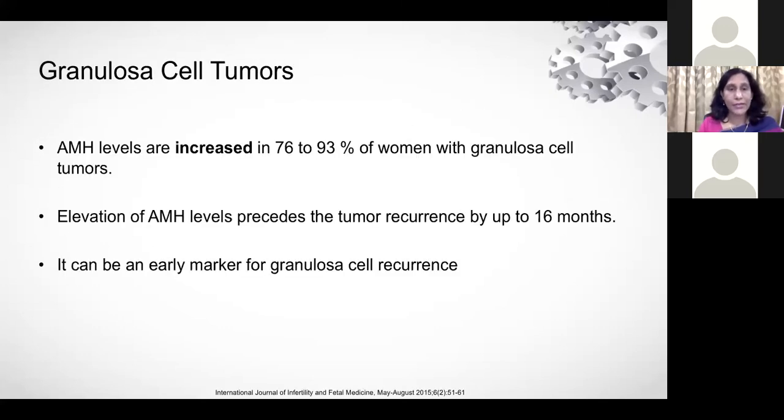So in granulosa cell tumor, AMH levels are typically increased in 76 to 93% of women with granulosa cell tumors. And the elevation of AMH levels precedes the tumor recurrence by up to 16 months. So very well in advance. It can be an early marker for granulosa cell tumor recurrence.